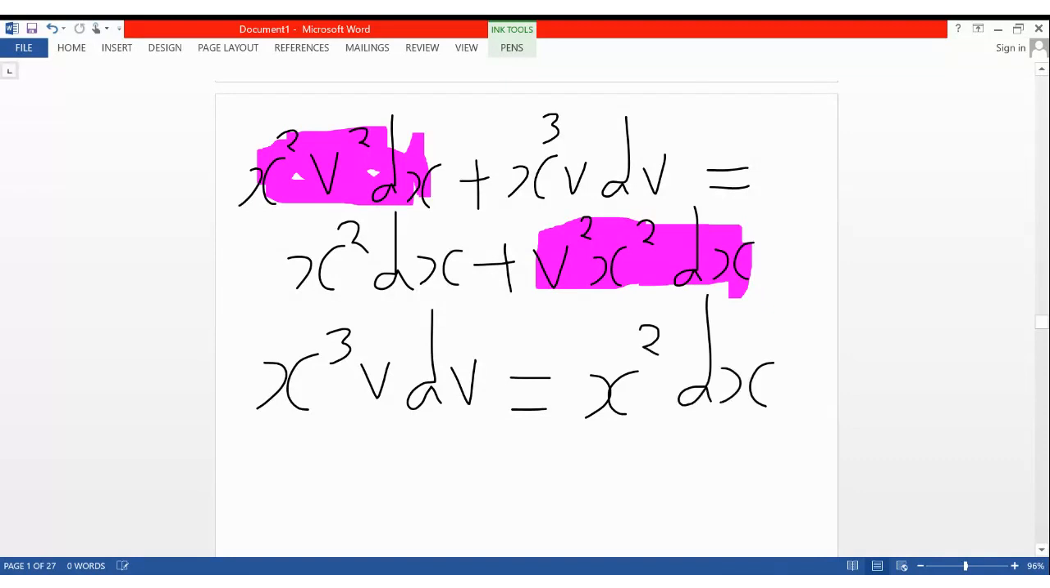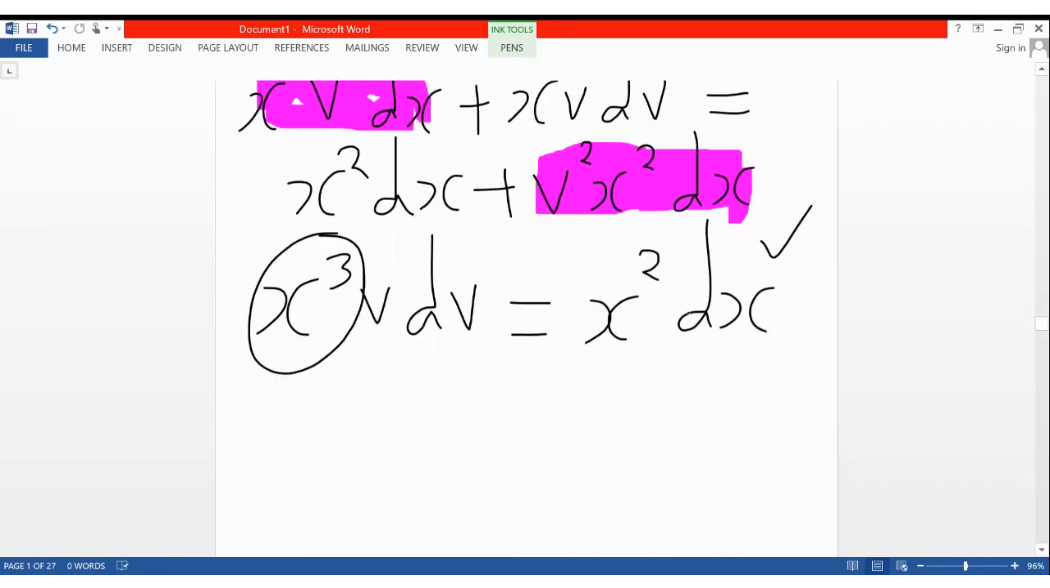Now we just need to ask ourselves, can we integrate these? No, we can't integrate. Why? Because of this term here, the one that I've circled. On the right hand side of the dx, it is okay. But the problem here, I have a dv and I have a term of x to the power 3. So what do I need to do? I need to remove it.